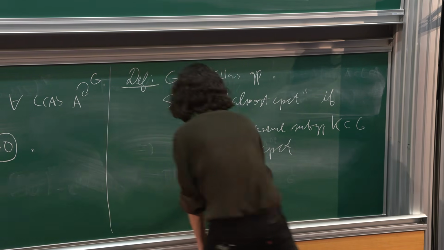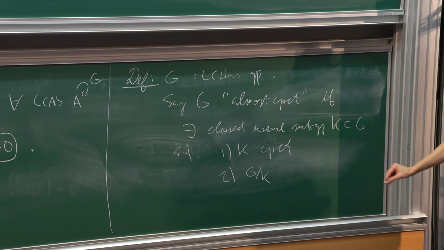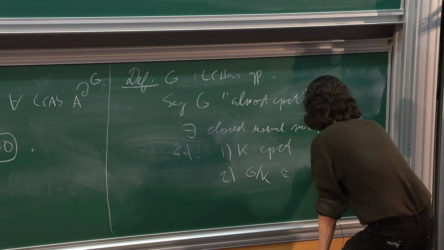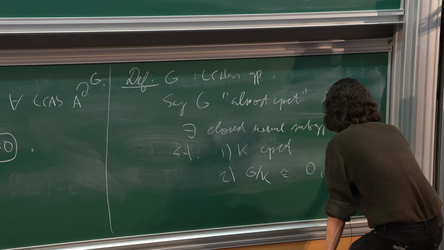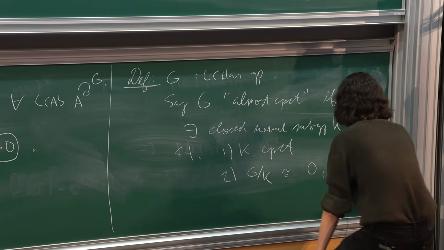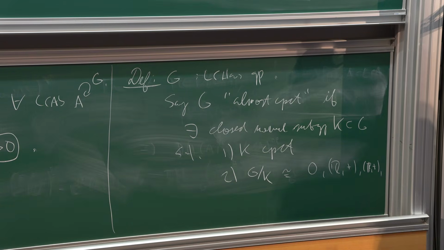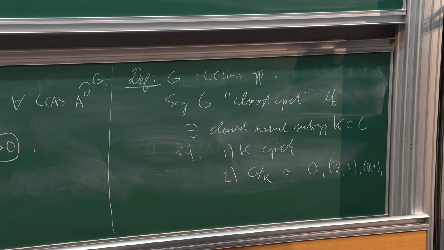and the second condition is that G mod K, which is a group since K is a normal subgroup, is abelian and isomorphic to either trivial, or Z under addition, or R under addition. Only once, yeah? Not Z squared? G mod K, is Z squared allowed? Yeah, I only allow one Z.